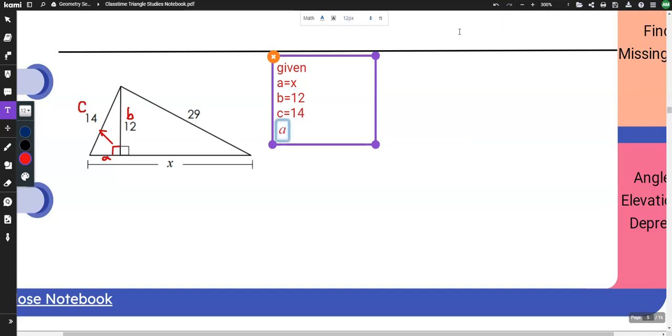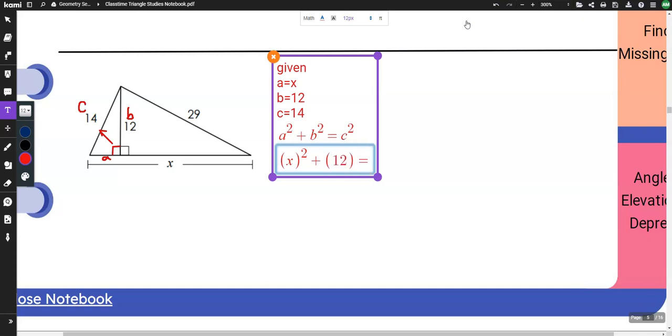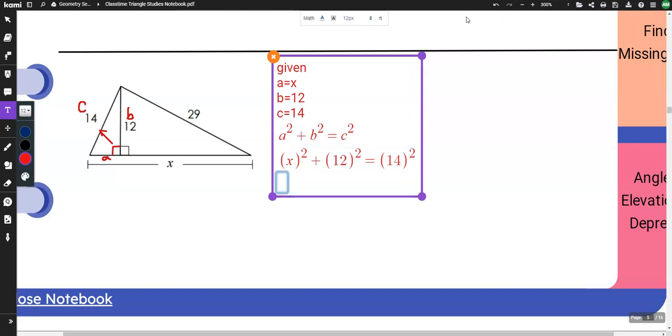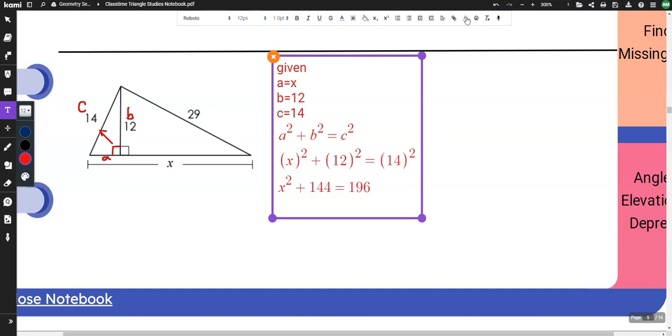Do our formula. A squared plus B squared is equal to C squared. So A squared is going to be our unknown value plus B squared, and B is 12, is going to be equal to C squared, and C was 14. X squared is just X squared. 12 squared is 144. And that's going to be equal to 196. Subtract 144.